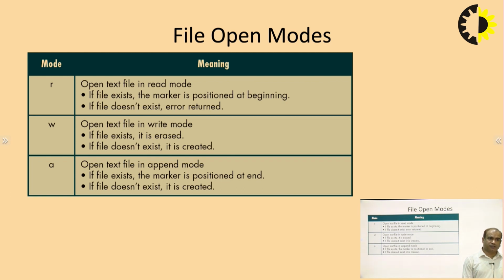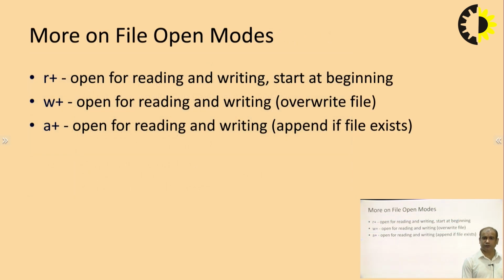The second mode is w mode. w means open the file in write mode. If the file exists, it will be erased. If the file does not exist, it will be created. Third is the append mode. Append means the file is opened in append mode. If the file exists, the marker is positioned at the end of the file. If the file does not exist, it will be created. We will use all these modes once we go through some examples.